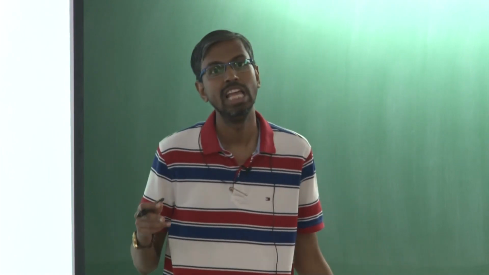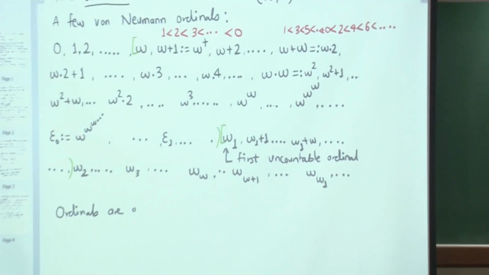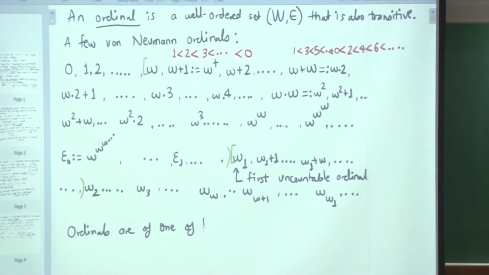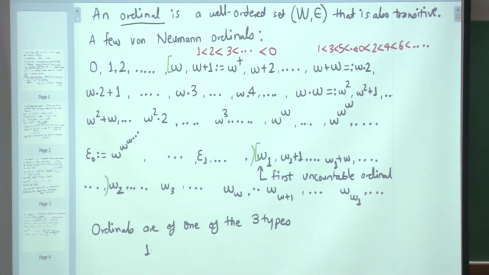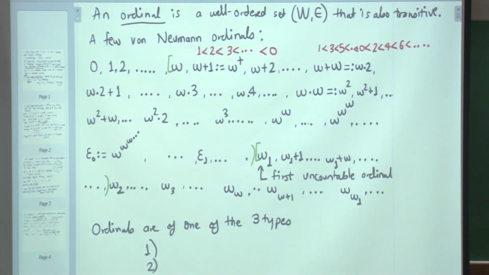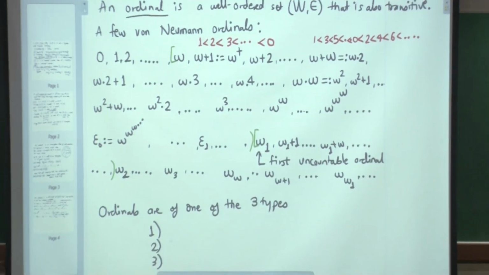For example, if I am given 0, how do I obtain the next ordinal? 0 plus 1, very good. So that's a successor ordinal. Every ordinal is of one of the 3 types. The first one I am going to leave for now. The second one is successor ordinals.